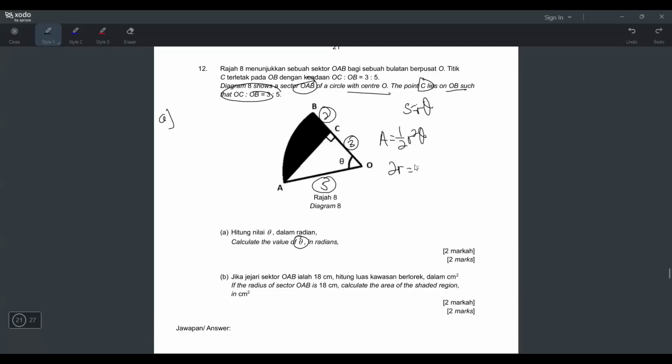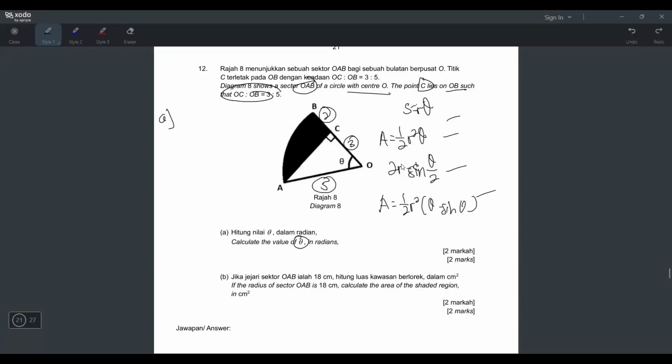The next formula you learn is 2R sine theta over 2. This is the formula to find the chord, the length of the chord. And then the last formula you learn is the area of segment, which is 1/2 R square theta minus sine theta. Right? These are the formulas that you learn in this chapter, right?